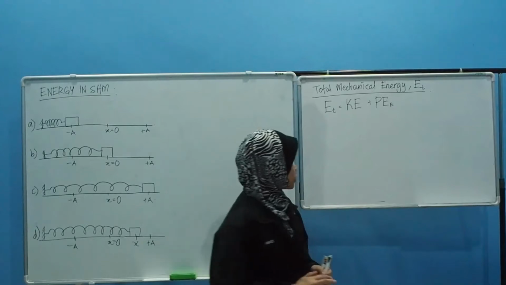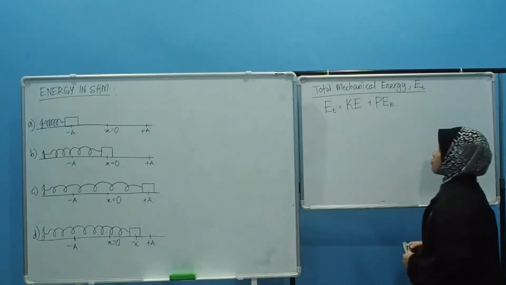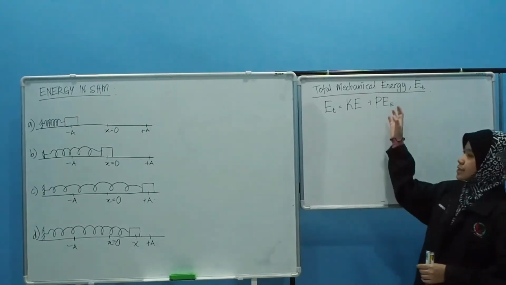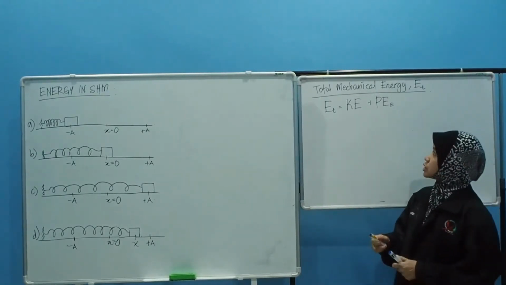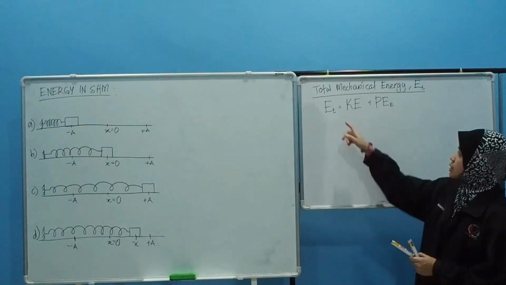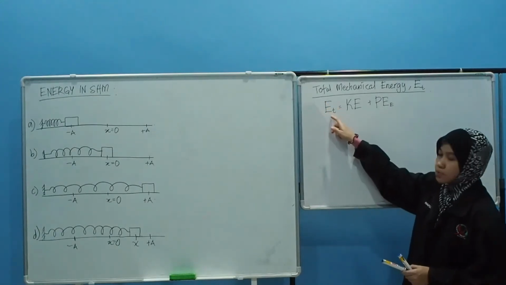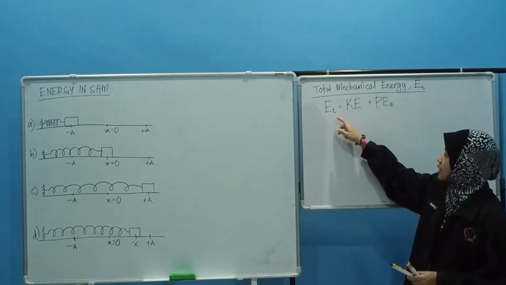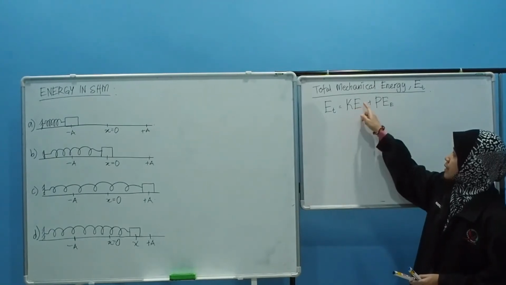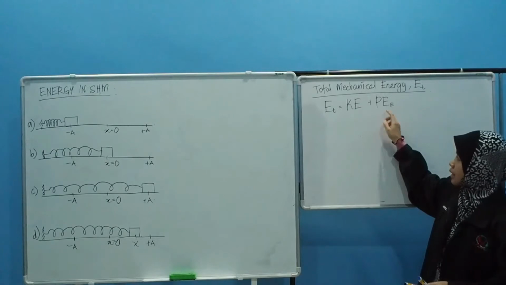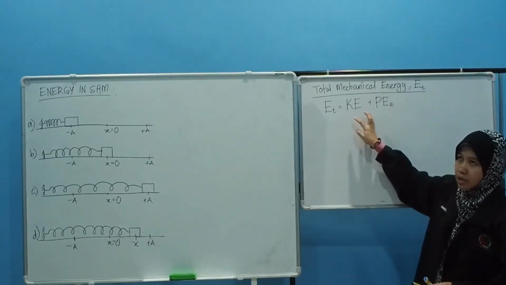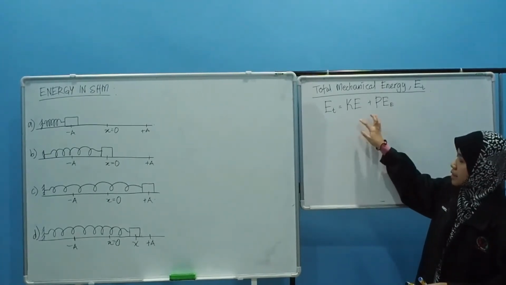First of all, you should know what is the total mechanical energy in simple harmonic motion. In simple harmonic motion, the total mechanical energy is ET, the symbol for total mechanical energy, and it is equal to kinetic energy plus elastic potential energy. These two types of energy are called mechanical energy.